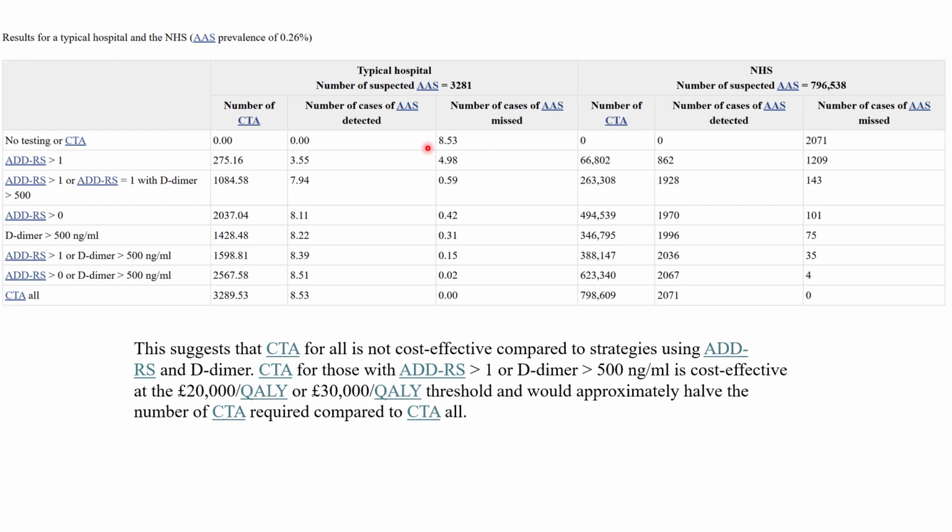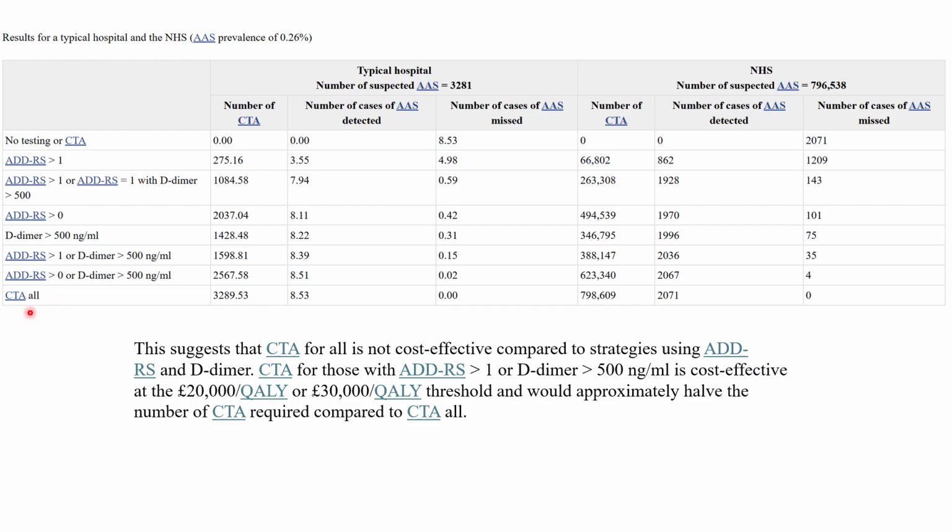That would be 8 cases in a typical hospital, but over the entire NHS it would be 2,000. And how many people are there in the UK? I think 60 or 80 million, something like that. All right, so not a lot.